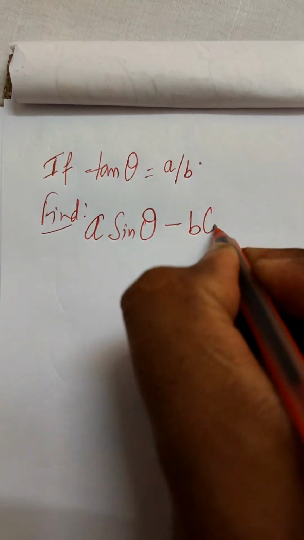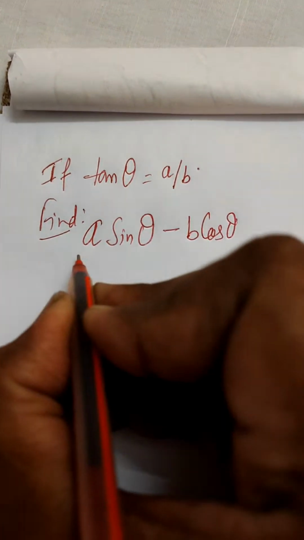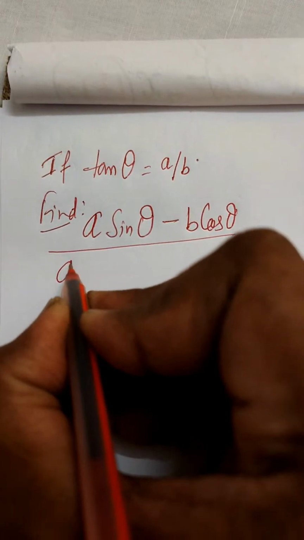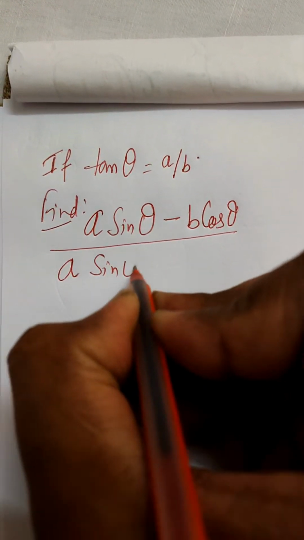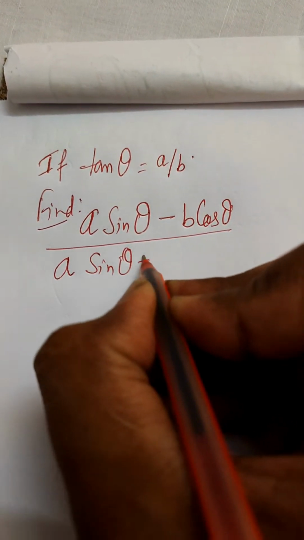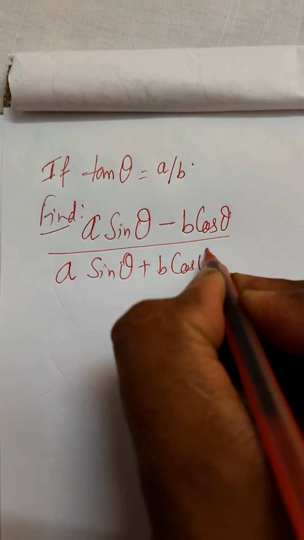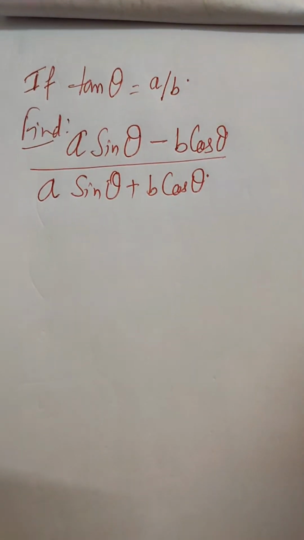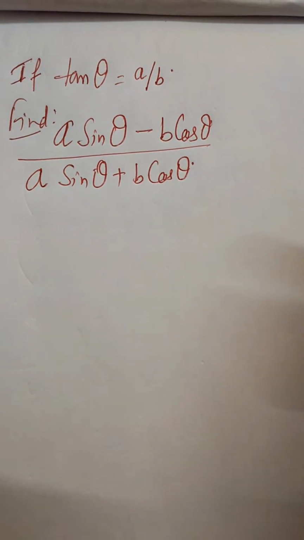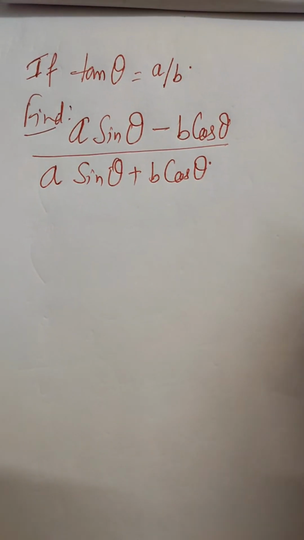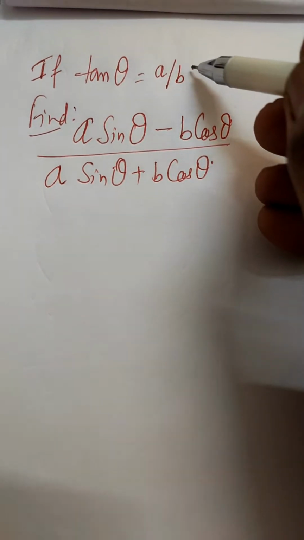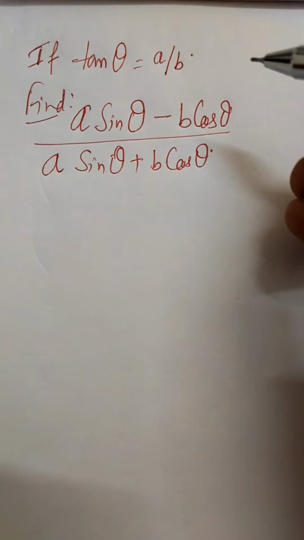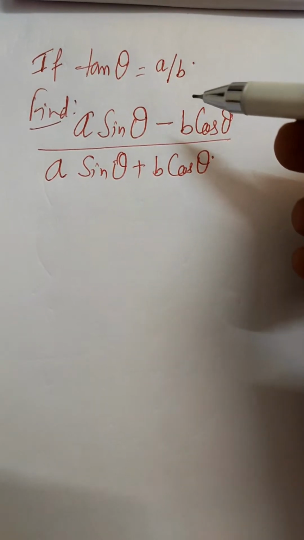minus b cos theta by a sine theta plus b cos theta. Mind it, students, this can also come into the objective. Okay, because it can be solved within a fraction of a second, but if you are not concentrating, it can take time. Okay, so I will explain the steps how to solve it.